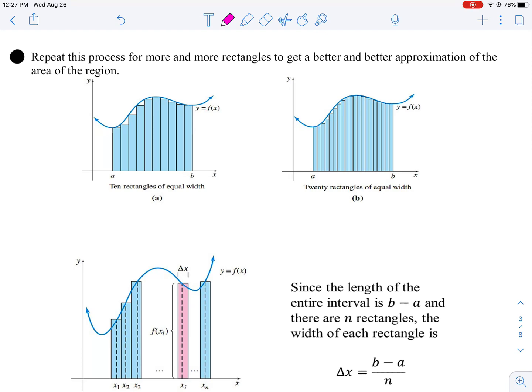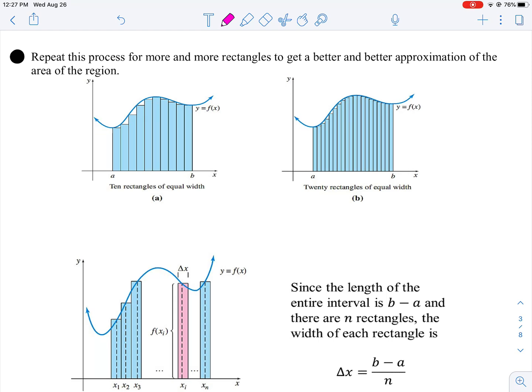But how could we get a better estimate? Well, we tried using midpoints, which got us a better estimate, or we can use more rectangles. We can use 4 rectangles, we can use 8 rectangles, we can use 16 rectangles. The more rectangles we use, the better and better our approximation is going to be.